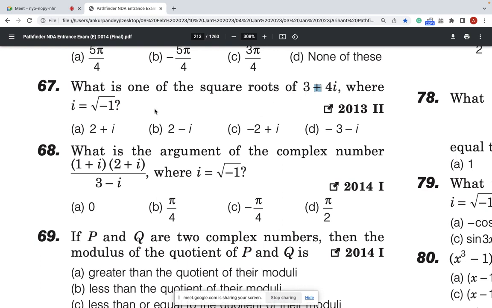If it is positive, the options must have both the sign same. If it is negative, the options must have both the sign different. So, if this is positive, the answer will be either alpha or delta. Understood? Whereas if this would have been negative, the answer would have been either beta or gamma. Clear? Understood? One part done.